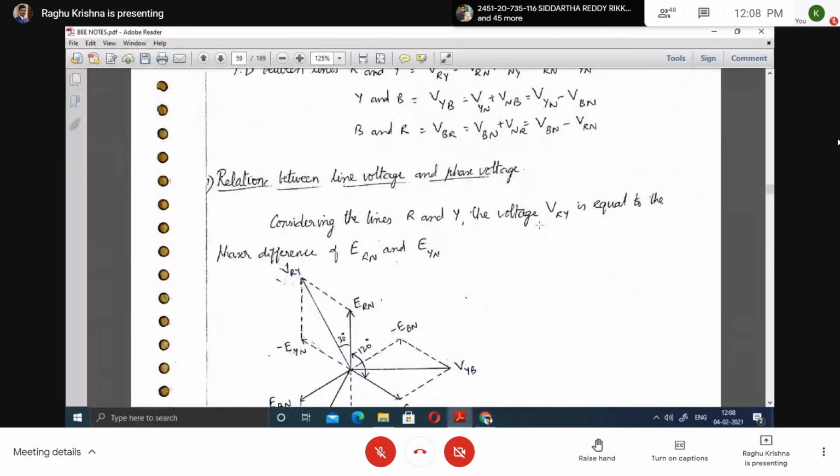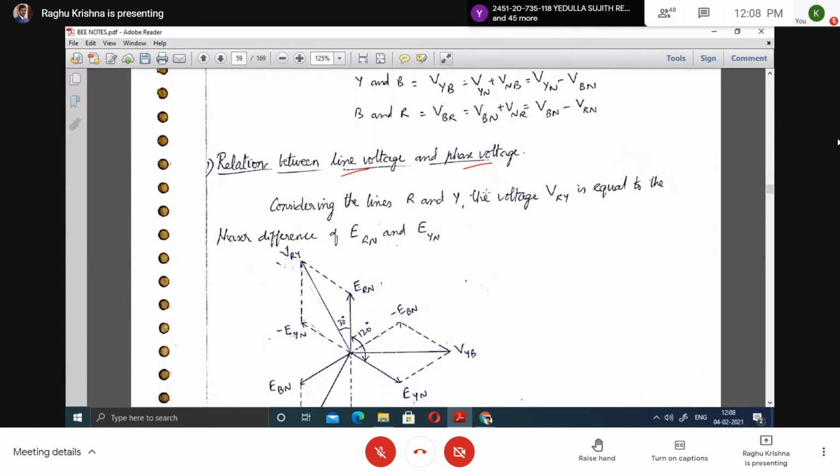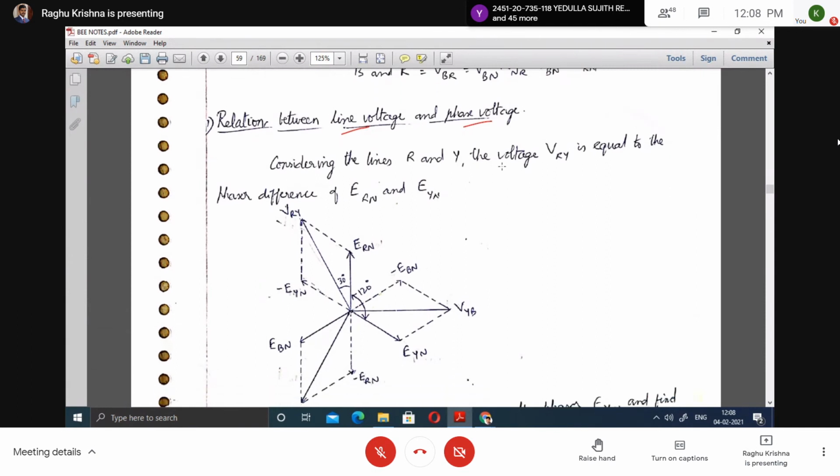Next, I am going to get the relation between the line voltage and phase voltage. So considering the lines R and Y, the voltage VRY is equal to the phasor difference of ERN and EYN.